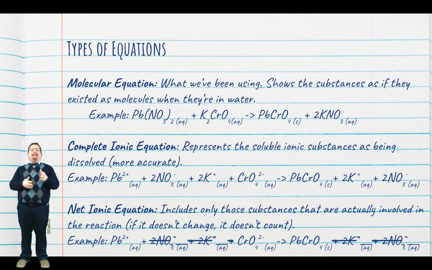Notice our solid lead-2 chromate did not get split up into different ions. That's because it's not soluble. It doesn't dissolve in water. Finally, to get the net ionic equation, we cross out the ions that aren't participating in the reaction. We call those ions spectator ions because they're just sitting there. They're the same in the reactants as they are on the product side. This leaves us with only the precipitate in the products and the ions that form that precipitate in the reactants.